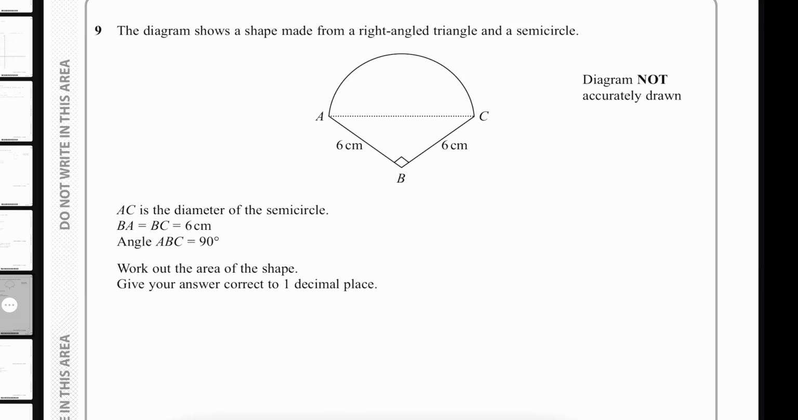All right, so first up, it looks like it's asking us to find the area of the shape. They give us a little bit of information. They tell us that BA and BC are 6 centimeters. So these two here are 6 centimeters. Perfect. And very conveniently, they actually give us that the triangle is a 90-degree triangle.